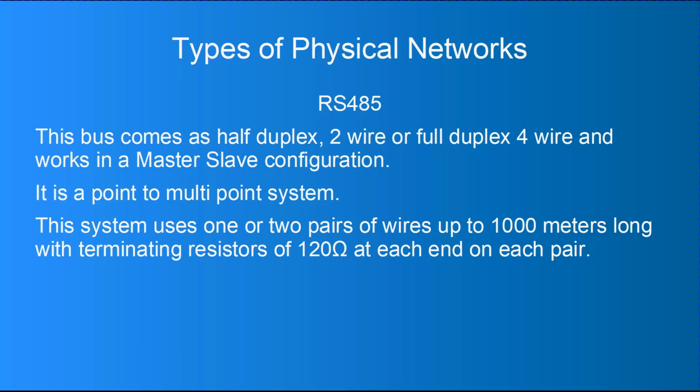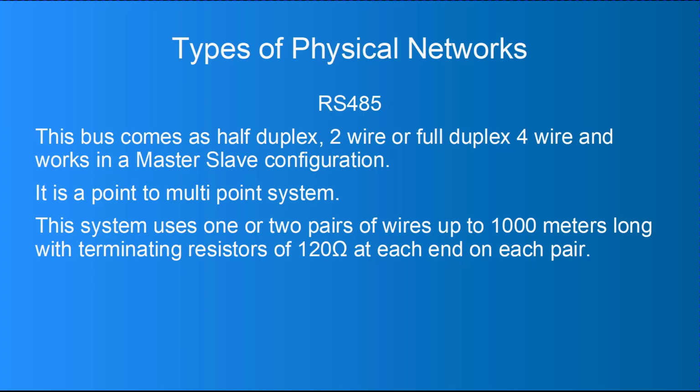and we're just looking for which one's positive, A or B. If A is positive relative to B, then it's a logic 1. If B is positive relative to A, it's a logic 0. Now, if we use 4 wires, we can actually get full duplex. And this system's always a master-slave system.